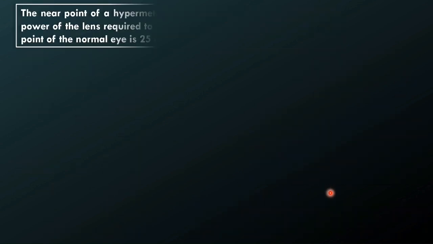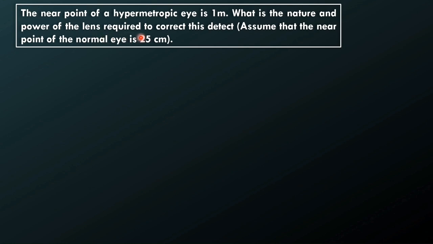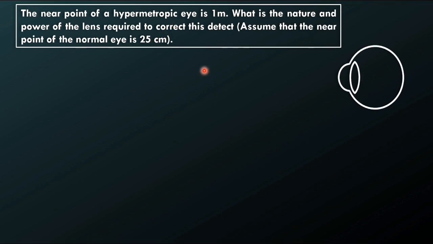Alright, now see the third question. The near point of a hypermetropic eye is 1 meter. What is the nature and power of the lens required to correct this defect? Assume that the near point of the normal eye is 25 cm. Etia question to kiki dia ase swa. So hypermetropic eye near point dia ase 1 meter. Right?